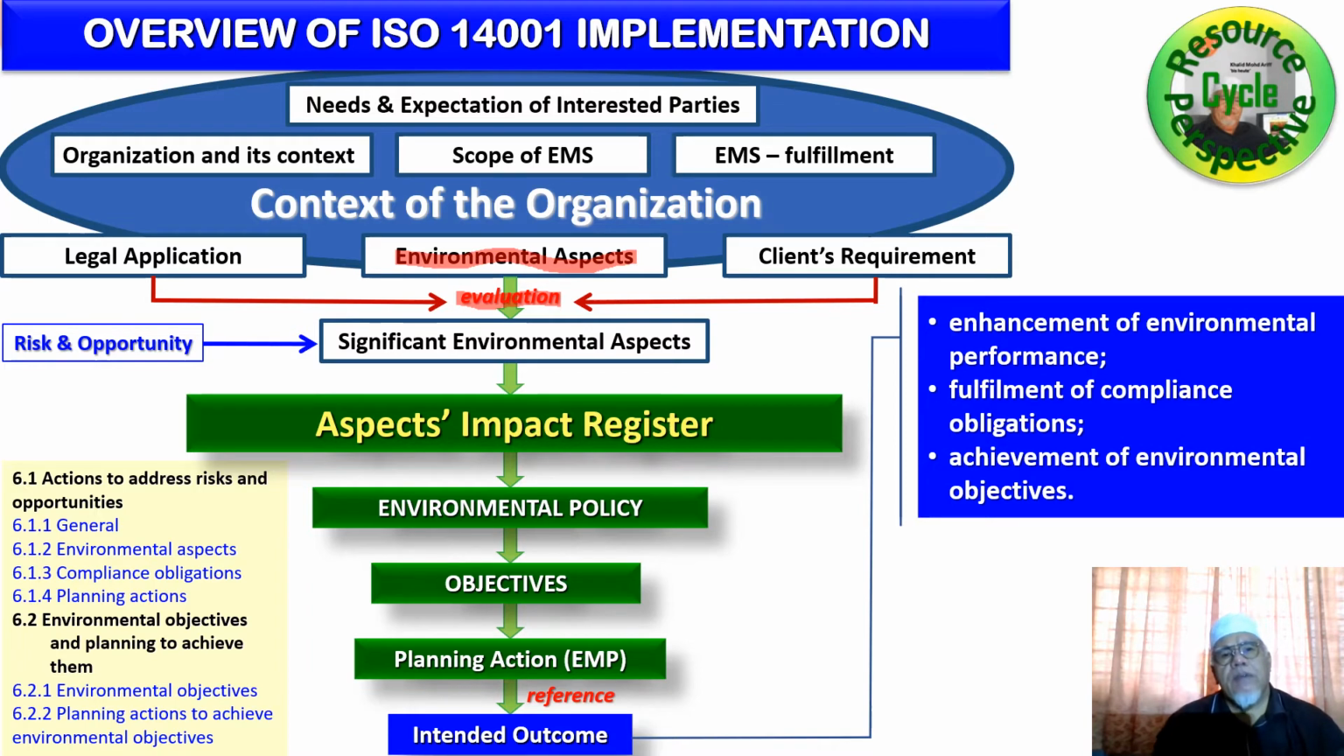When we identify environmental aspects, we must know what are the associated risks and opportunities associated with those environmental aspects, okay? Now, please remember this. ISO 14001 version 2015 stipulates that an environmental management system manages environmental aspects by fulfilling compliance obligations and addressing risks and opportunities.